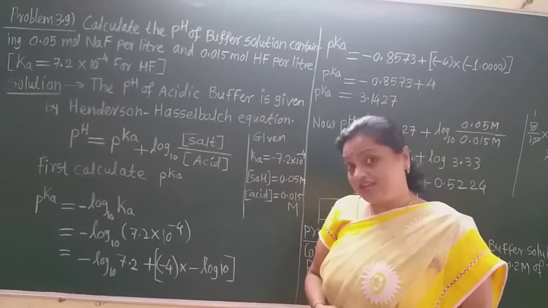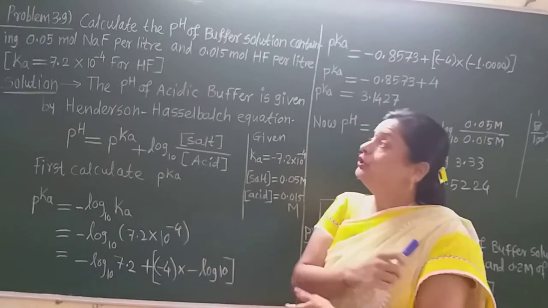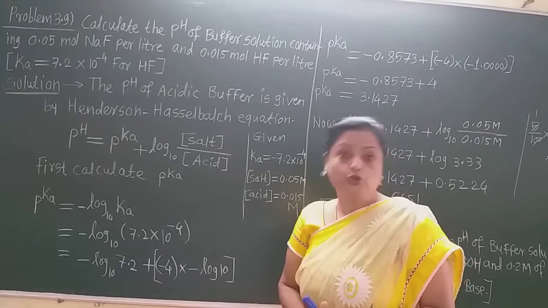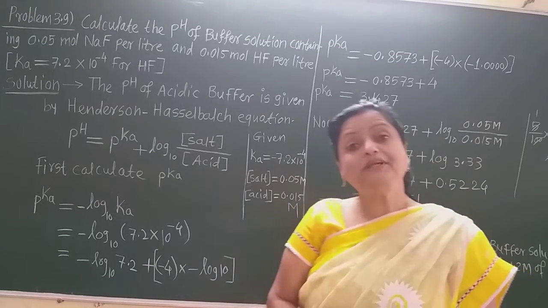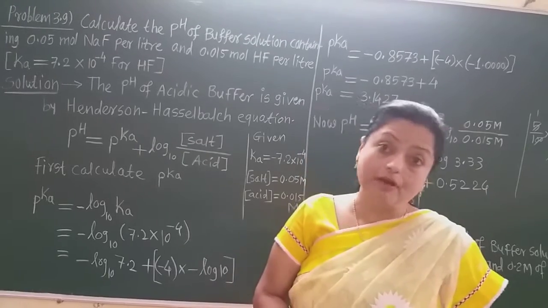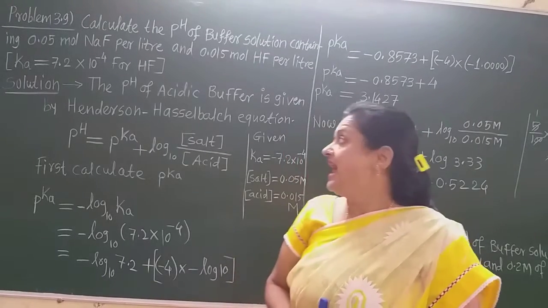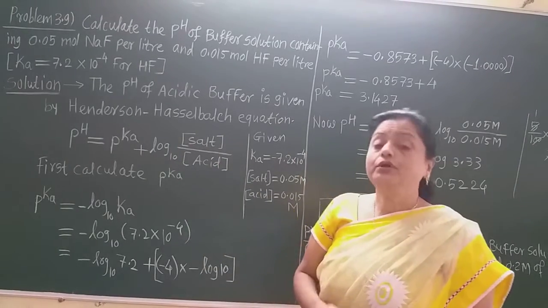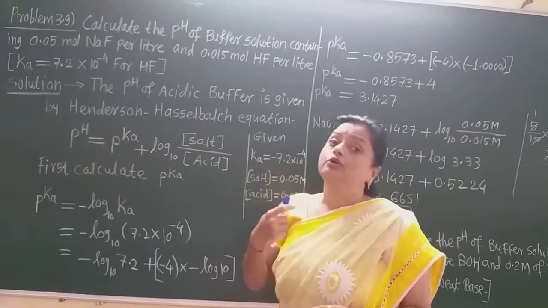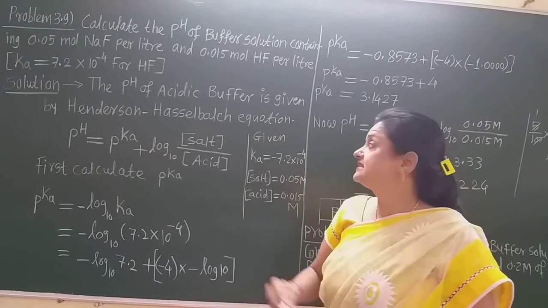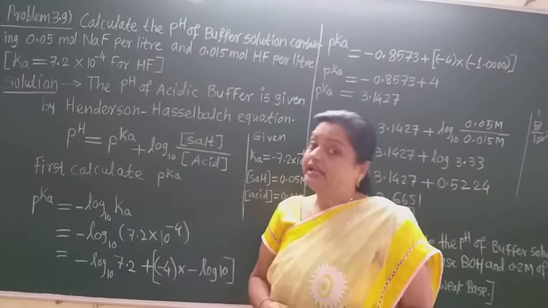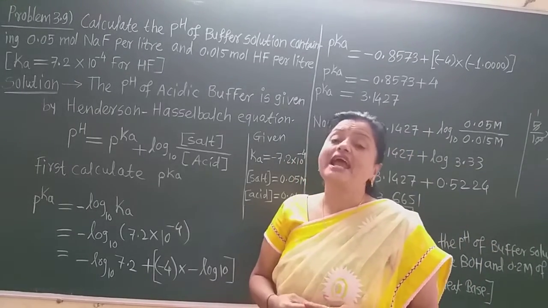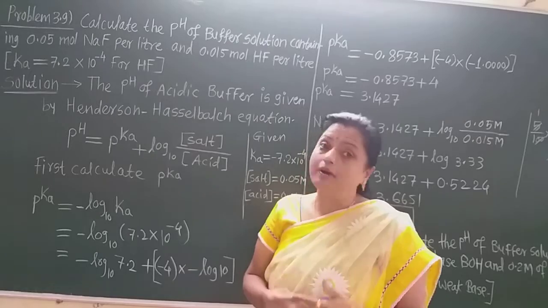Today we are solving numerical problems based on the buffer solution. That is, we have to calculate the pH or pOH value of the buffer solution by using the Henderson-Hasselbalch equation. In the last lecture I taught you that the Henderson-Hasselbalch equation is used for calculation of the pH and pOH value of the buffer solution.